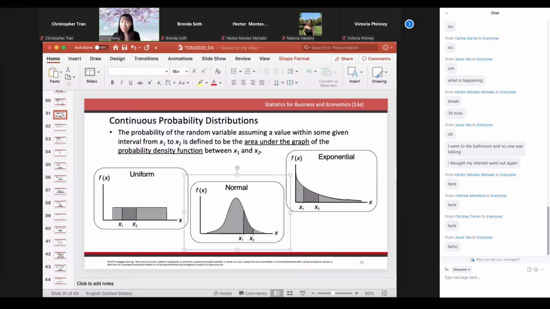So does that make sense? Now how we transform the probability from the height of the bar into the area in the curve. Yes, no?